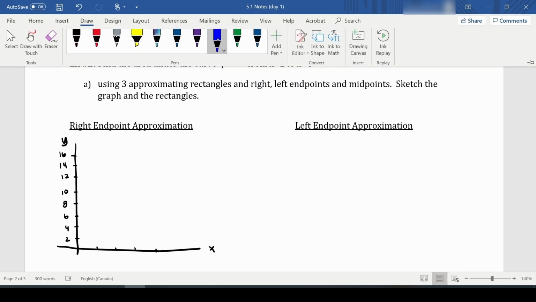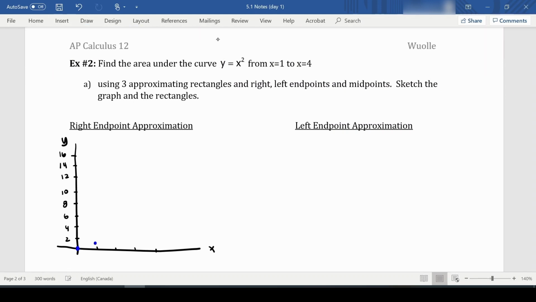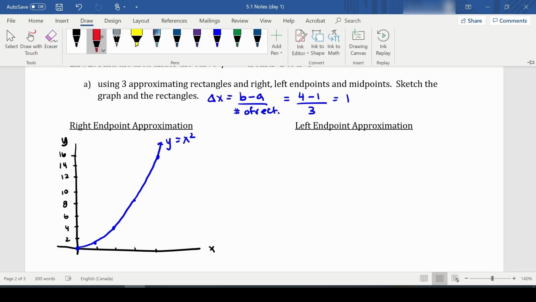And when I draw my curve, that means when x is 0, 1, 2, 3, 4, y is 0, 1, 4, 9, 16. This is our y equals x squared. Now, we need to know what our delta x is for when we draw our rectangles, because that's going to be the width of the rectangles. So remember, delta x is equal to (b minus a) over the number of rectangles. In our case, this is going to be (4 minus 1) over 3, which gives us 1. Our delta x is 1. That means our rectangles are going to have a width of 1.